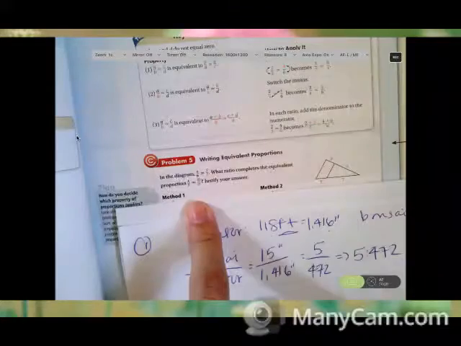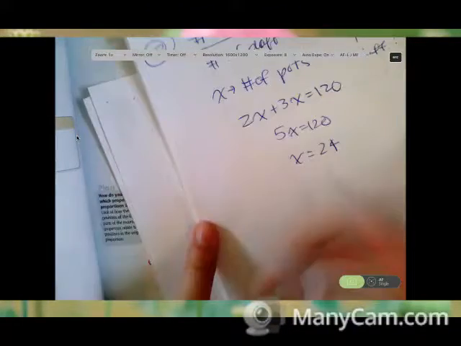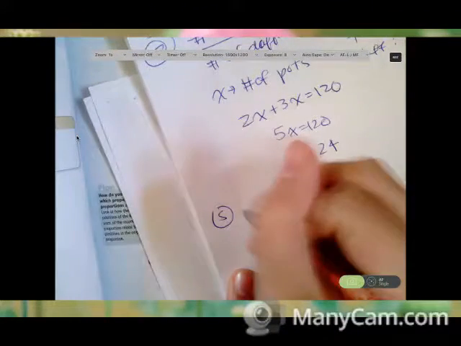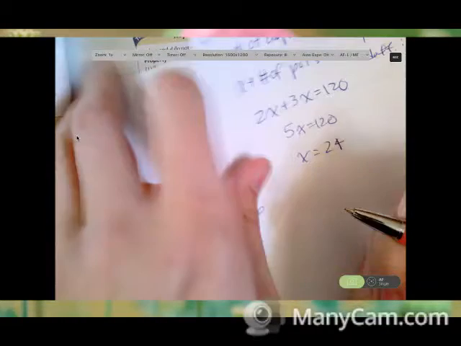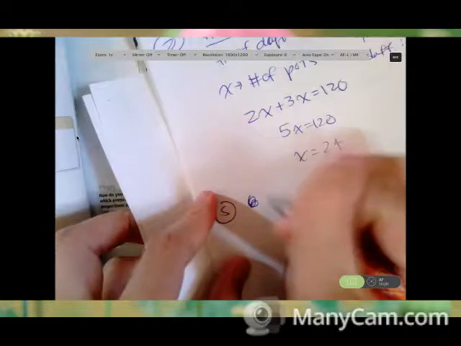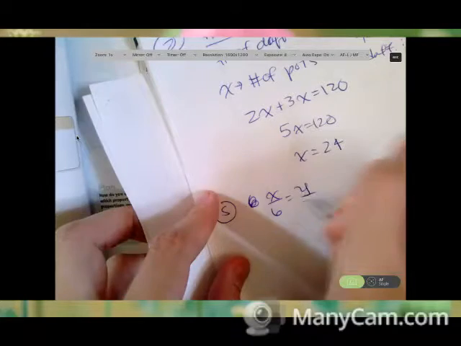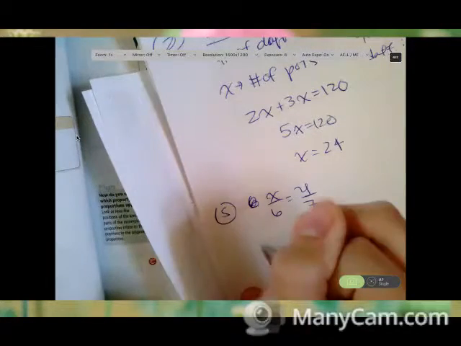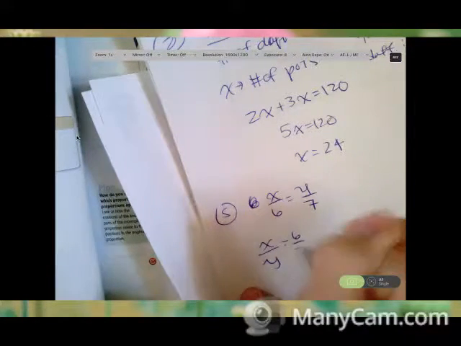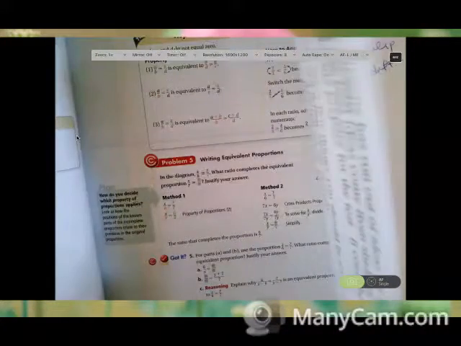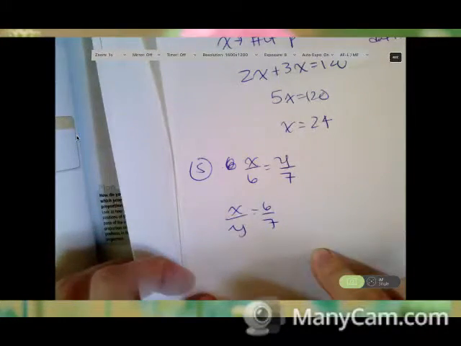So therefore, for number 5, since they set it up as x over 6 equals y over 7, x over y equals 6 over 7. So that's how I did it by looking at the picture.